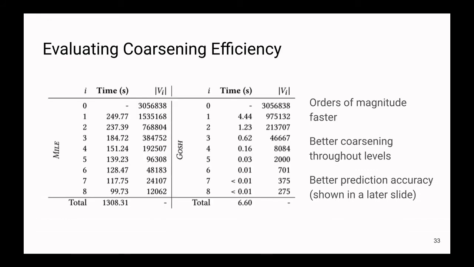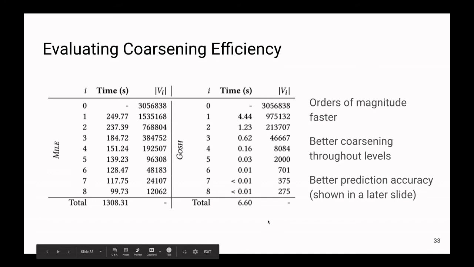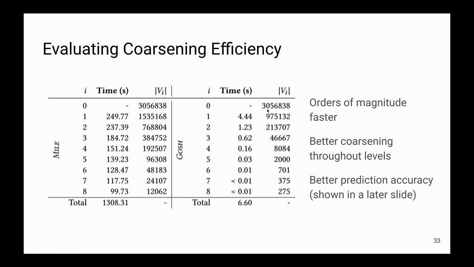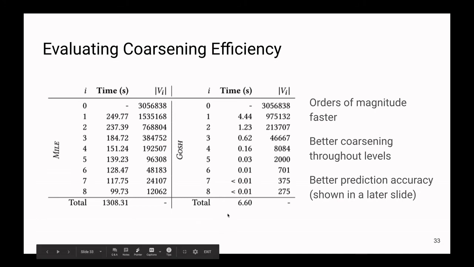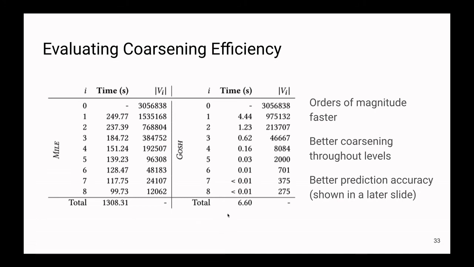To evaluate the coarsening efficiency of Gosh, we can compare Gosh to Mile. As can be seen in the table, Gosh is orders of magnitude faster, where for this graph, Mile took 1,300 seconds to coarsen, where Gosh took just 6.6 seconds. Also, Gosh has better coarsening throughout the levels, where we reduce the graph from 3 million vertices to 275 vertices, and Mile can only reduce it down to 12,000 vertices. And Gosh also has a better prediction accuracy, which is shown in a later slide.